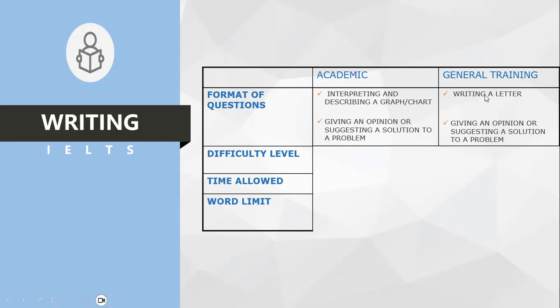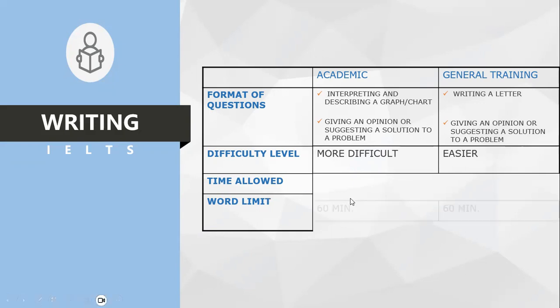But in the general, in task 1, you're just going to write a letter. For example, you may write a letter to your boss, or to a hotel complaining about something, and like that. On the other hand, task 2 is going to be exactly the same. There is no difference, so the only difference is in task 1. But the difficulty level is higher in the academic and easier in the general.